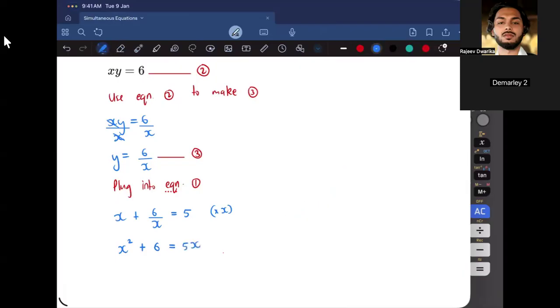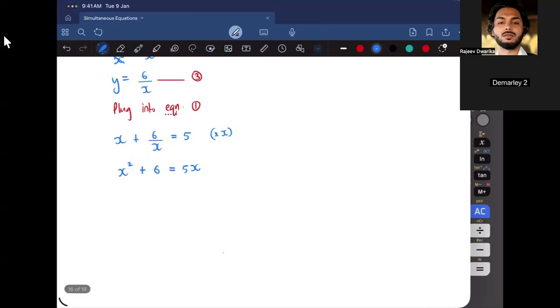And so remember, we want to put it in the form of our quadratic, which is ax squared plus bx plus c is equal to 0. So it needs to be equal to 0. So I'm going to move across the 5x.